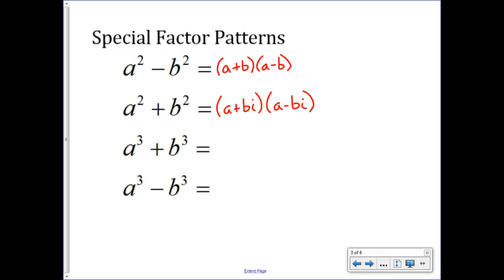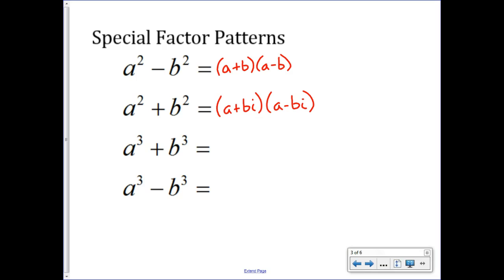Okay, so some more special patterns. A difference of two squares we just talked about is a plus b and a minus b. The sum of two squares we talked about before. We didn't have a way to do this. Now that we know imaginary numbers, this is a plus bi and a minus bi. Then a cubed plus b cubed and a cubed minus b cubed. So the sum of two cubes and the difference of two cubes.